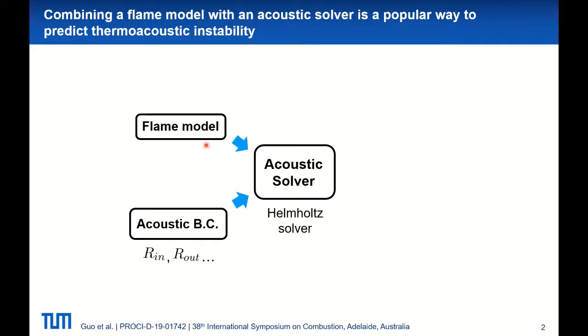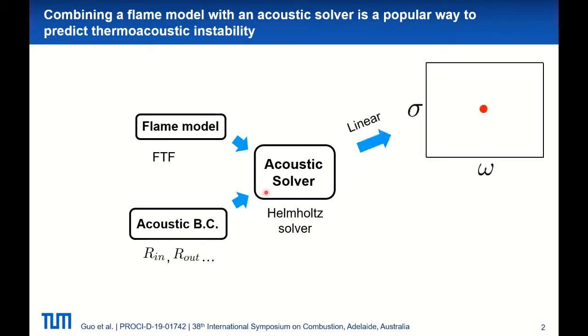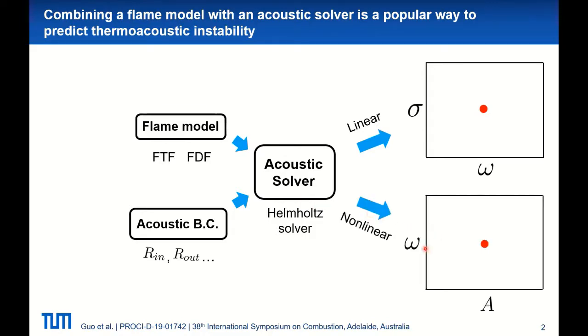To predict thermoacoustic instability, a popular way is to use an acoustic solver, like a Helmholtz solver, combined with a flame model and the proper acoustic boundary conditions. For the linear case, for example, we have the flame transfer function, FTF, and the outputs of interest are the mode frequency omega and the growth rate sigma. For the nonlinear case, we may have the flame describing function, FDF, and the outputs of interest are the limit cycle frequency omega and the limit cycle amplitude A.